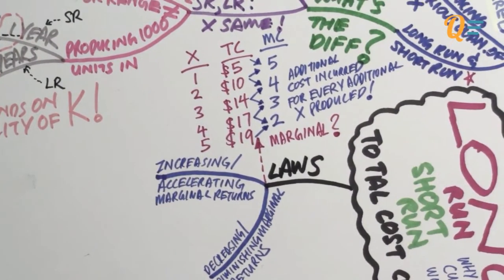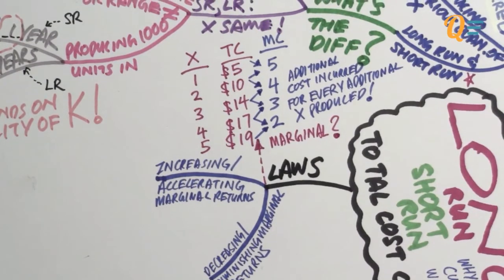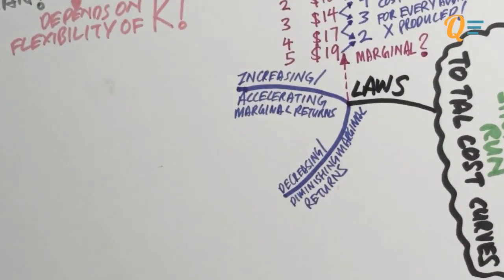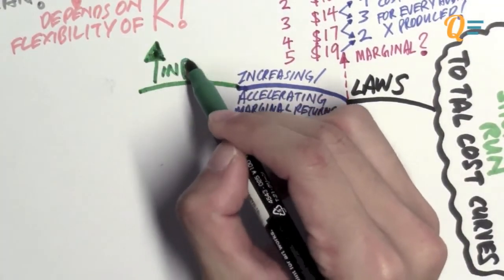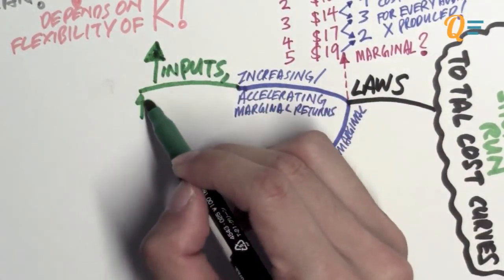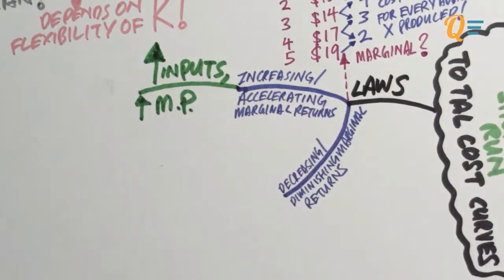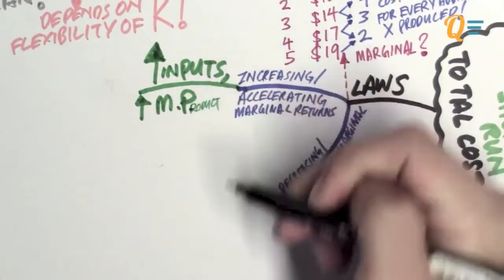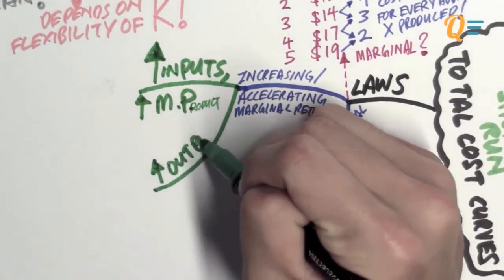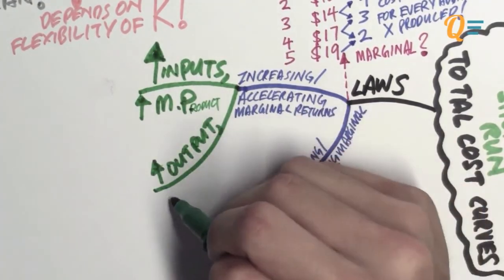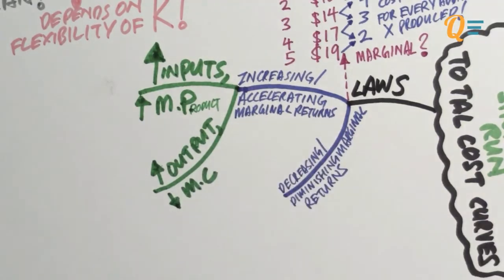Okay, now that you've understood the meaning of marginal, let's go on to the increasing or accelerating marginal returns and what this means. Simply, if I were to increase my inputs to produce stuff, I'm going to see an increase in the marginal product. Or, while I produce more output, I might see a reduction in the marginal cost as I produce more output.